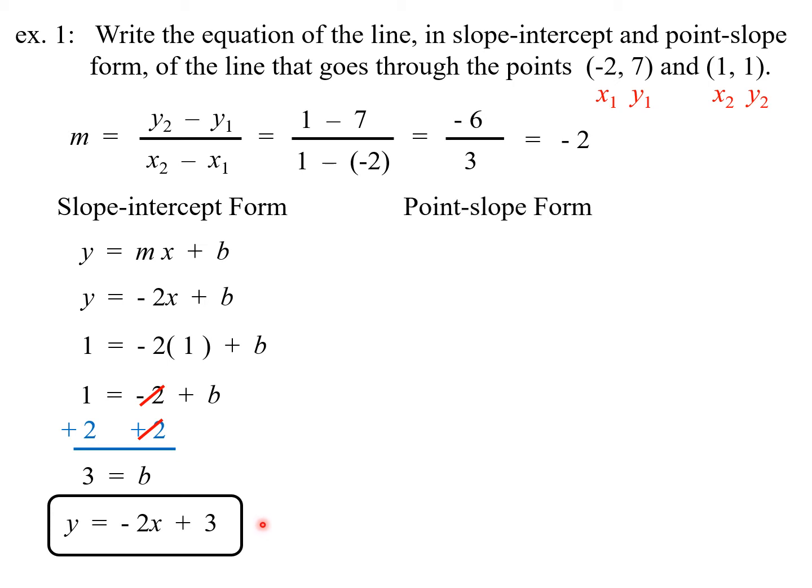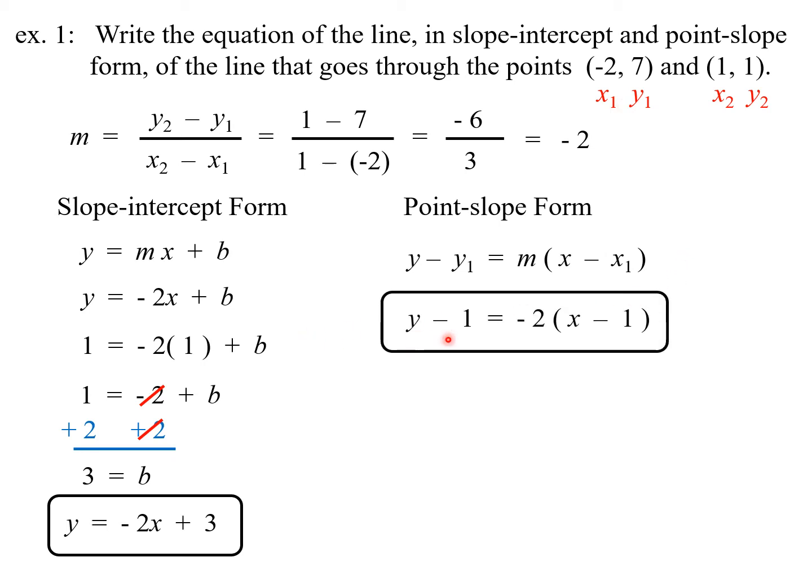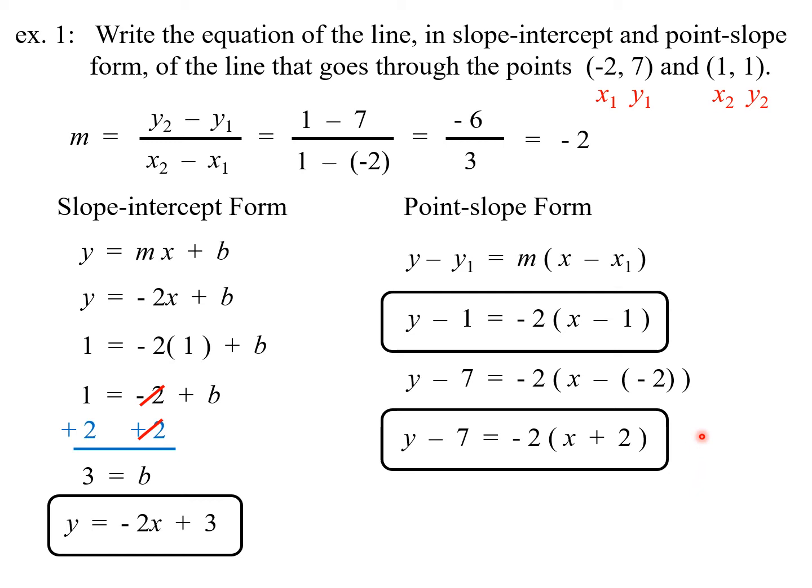Point-slope form. The general equation is this right here. Now we know the slope is negative 2, and x1, y1 is a point on this line. Well, we have two points on this line, so there are actually two correct answers for this. Using the point I used earlier, y1 is 1 and x1 is 1, using this as point 1 now. Another correct answer would be to use the other point, and then we can simplify that a little bit to get this. That's another answer.